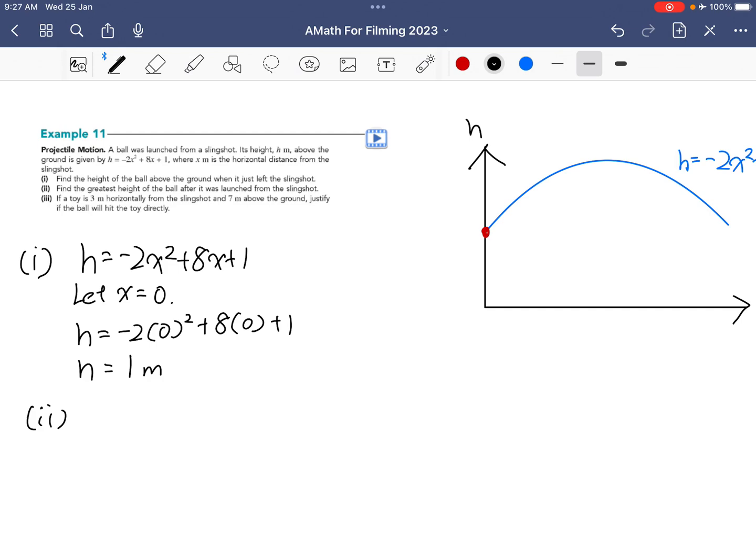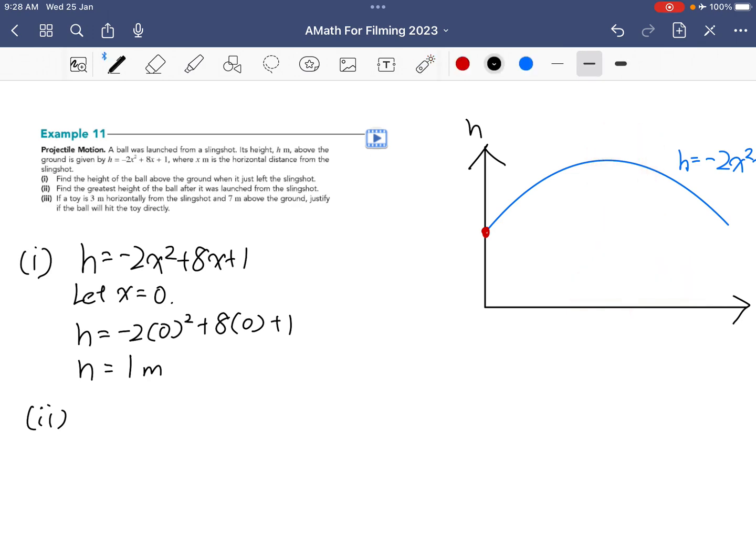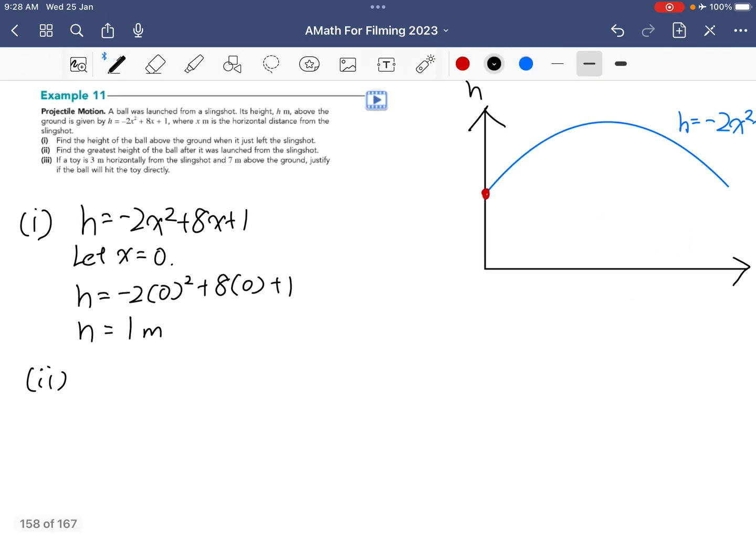Okay, part 2. Find the greatest height of the ball when it's launched with a slingshot. If you look at this, what we're trying to find is this point here on the graph, the greatest point. As you have followed in the previous lessons, this point is known as the maximum value. So how do I get the maximum value here? What I can do is use the completed square form of the equation. By using completed square form, I can easily read the height of the ball.